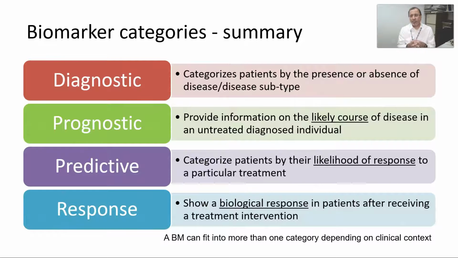Essentially, we'll be talking about four categories of biomarkers today. Diagnostic biomarkers, which diagnose patients for the presence or absence of a disease or a subtype of the disease. Prognostic biomarkers that tell us about the likely course of the disease in an untreated individual. A predictive biomarker that characterizes patients by the likelihood of response to a particular therapy. And of course, there are response biomarkers that show the biological response of a patient receiving a particular treatment.